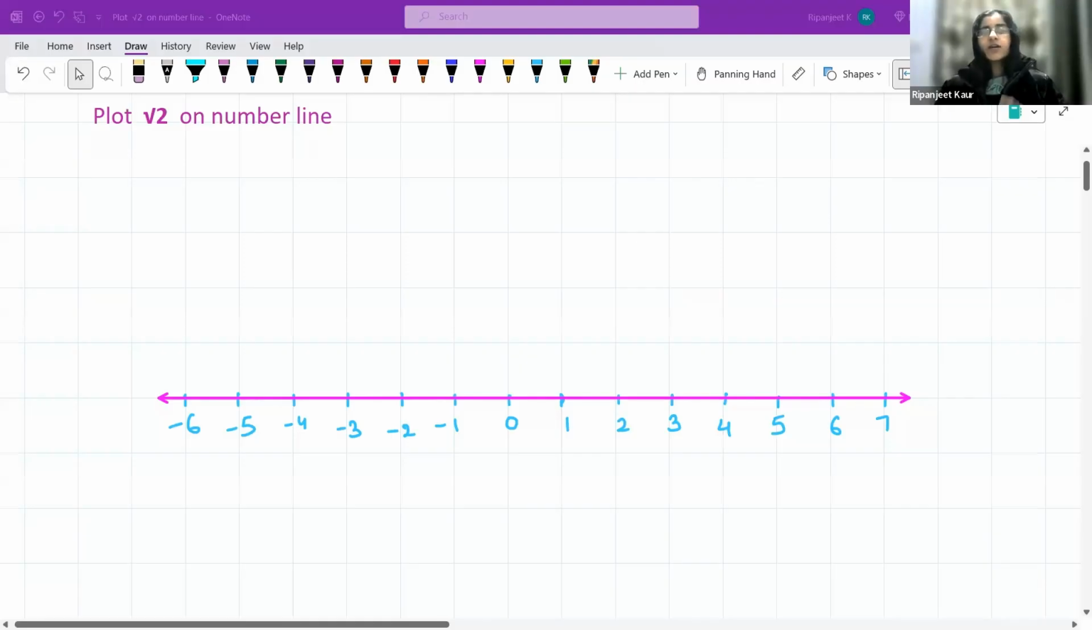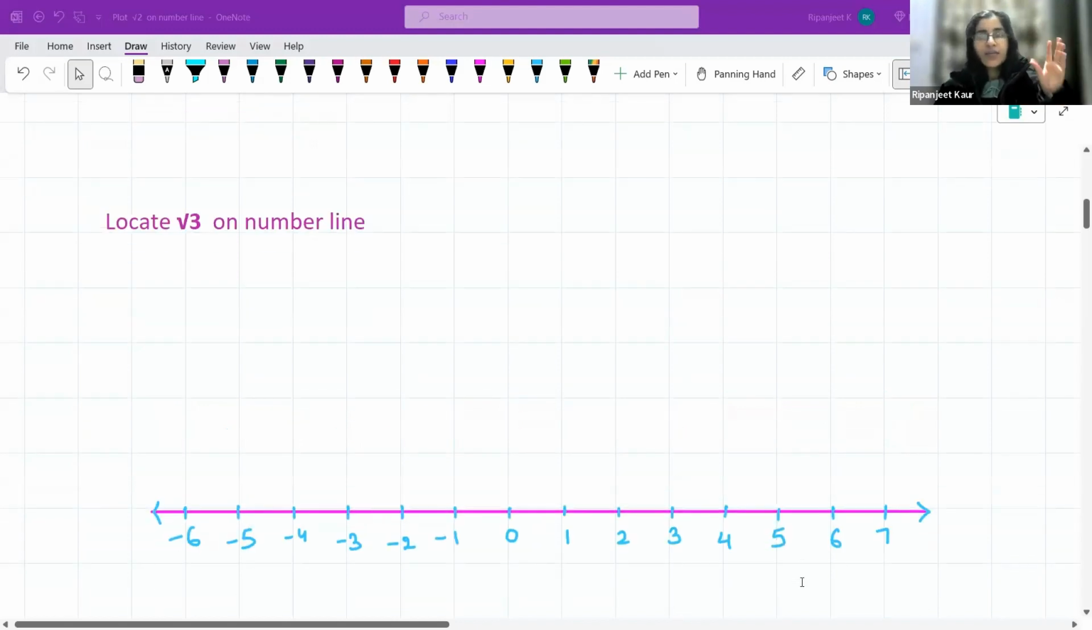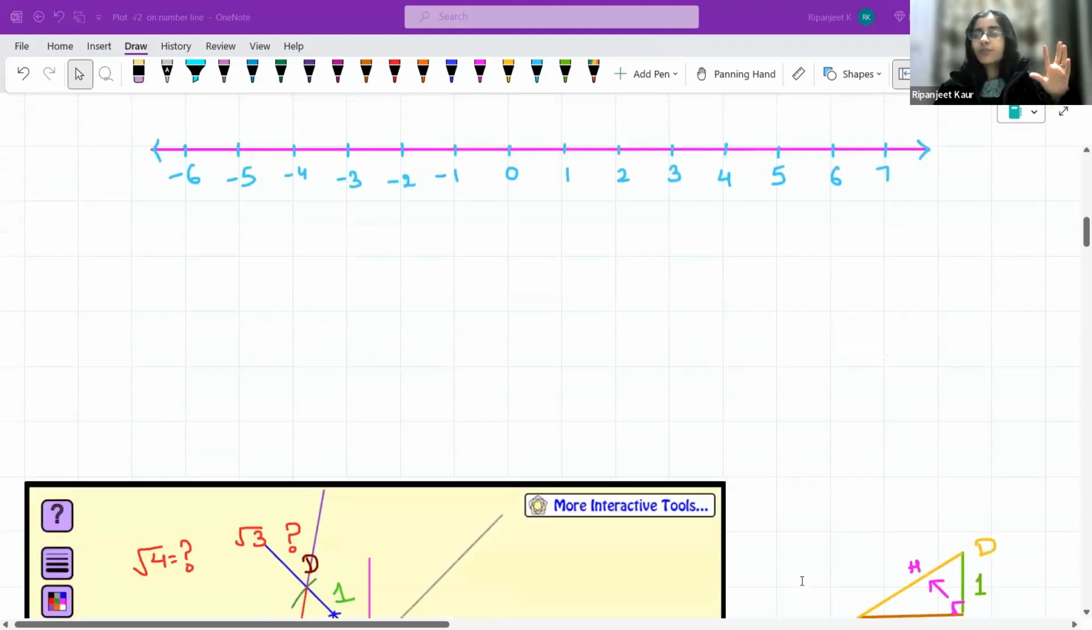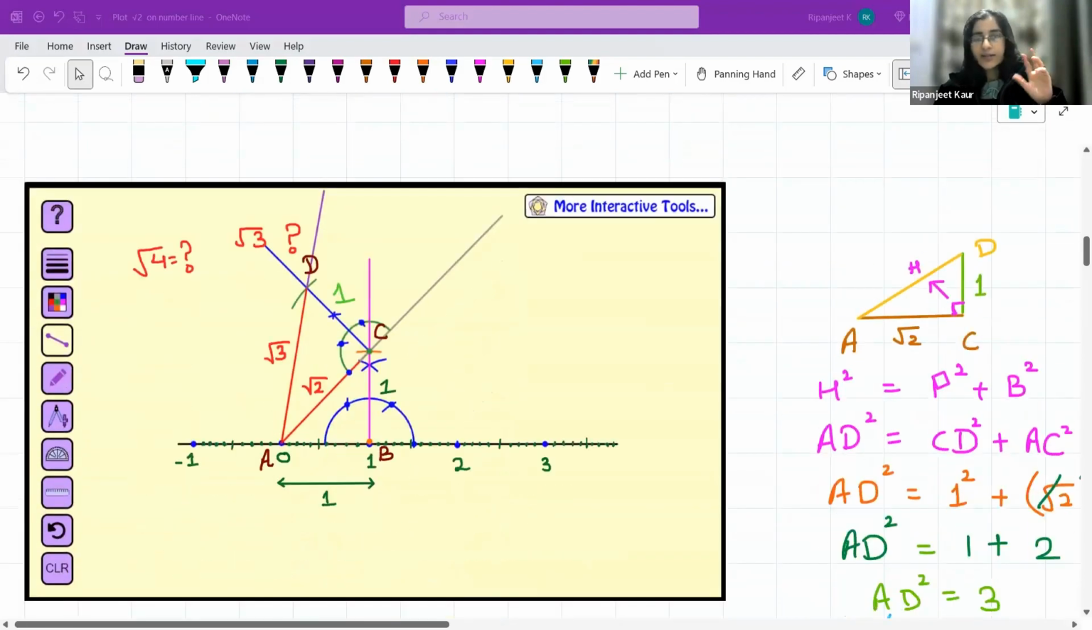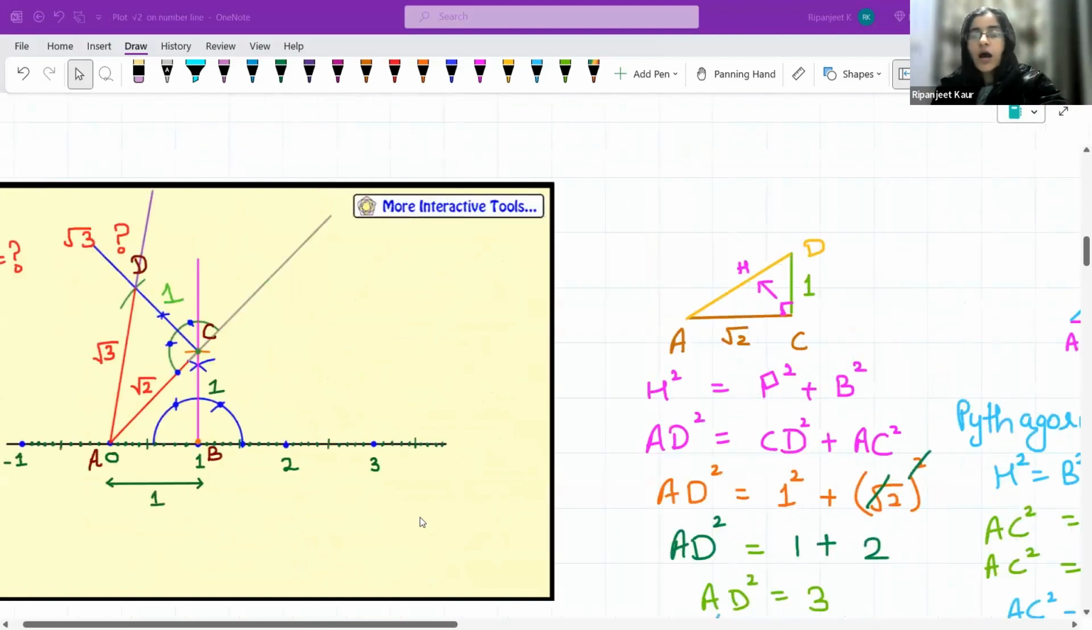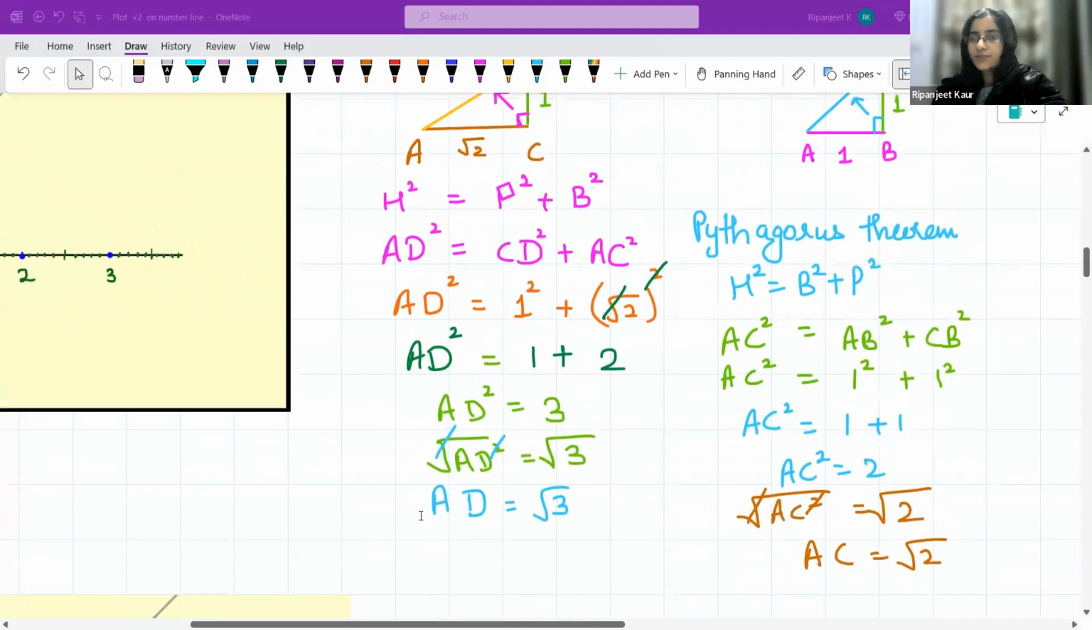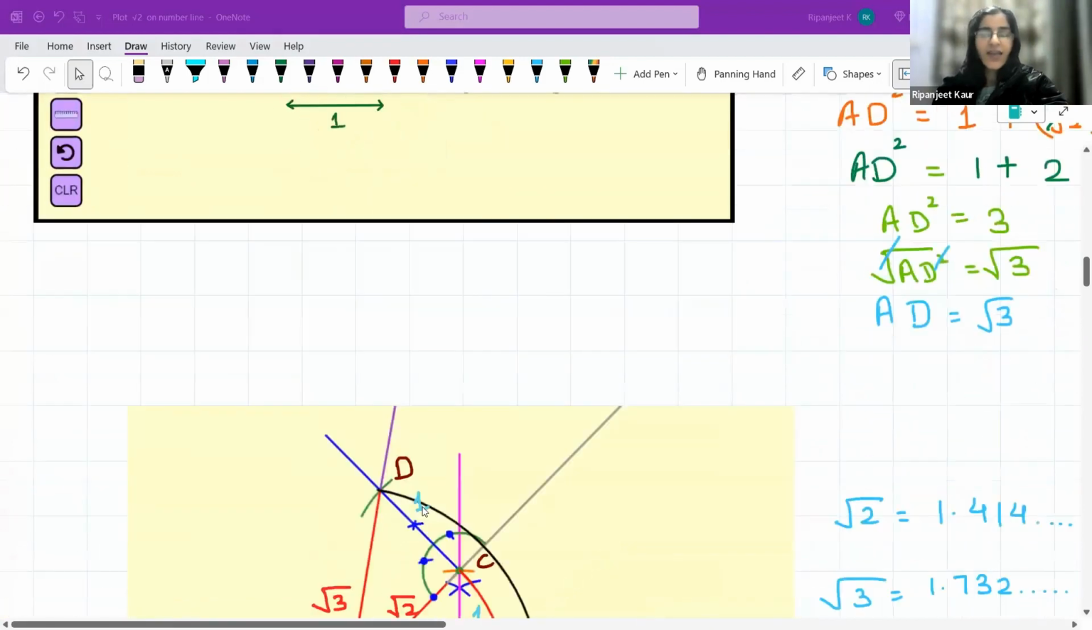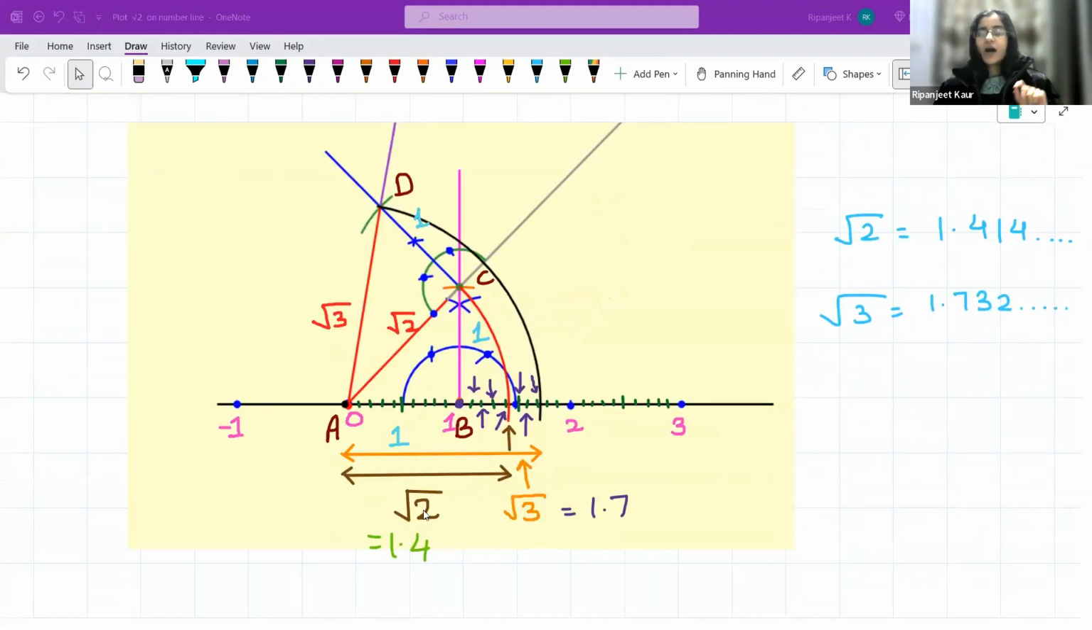Do you remember what we did in the previous session? If not, let me remind you once. We learned how to plot root 2 on the number line, root 3 on the number line, and many more roots, how we can represent and locate them on the number line, right? We learned the construction of that. After learning the construction, how are those constructions justified? Using Pythagoras theorem, right? And after that, we learned how we can estimate the value of irrational numbers.